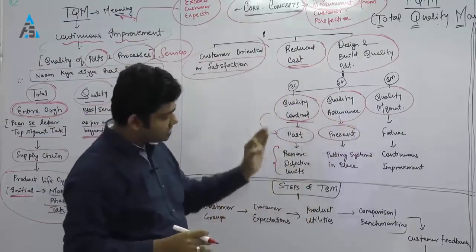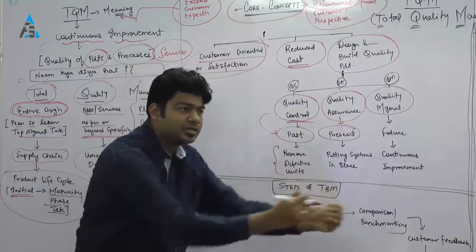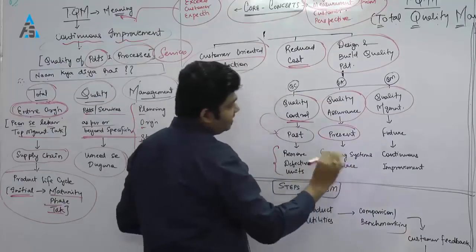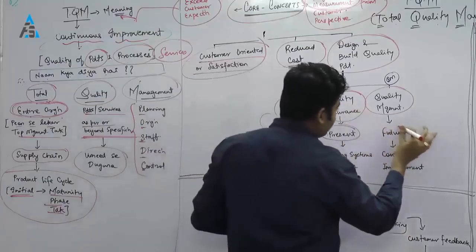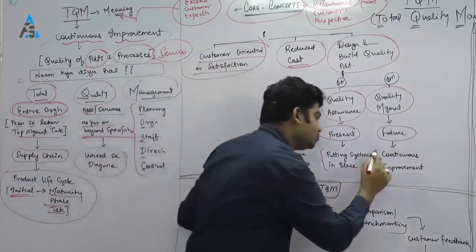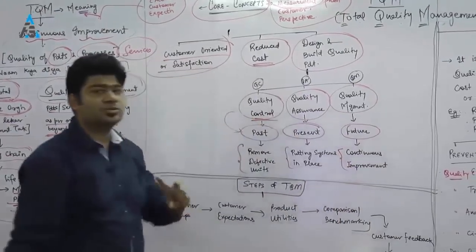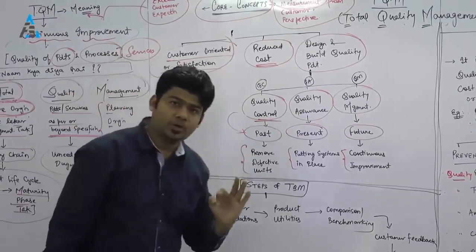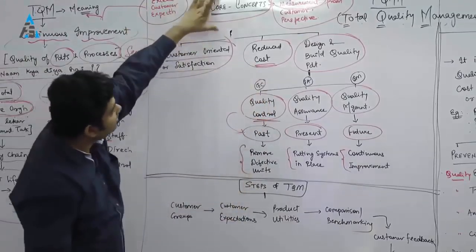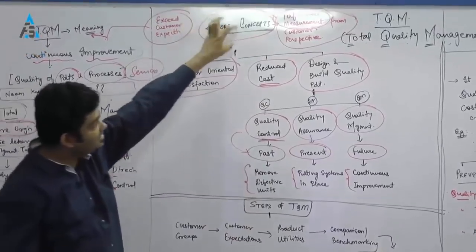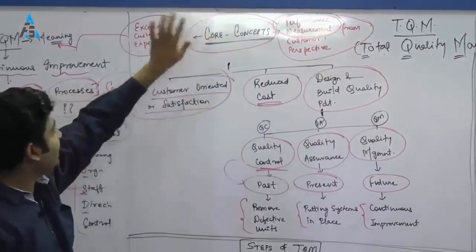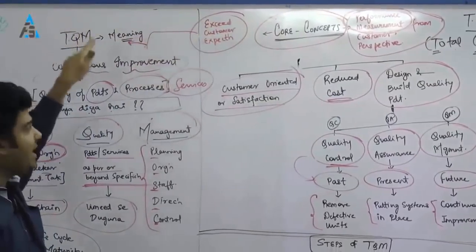So whatever systems are there to ensure that the product is made up to the mark, those systems should be in place. And third is quality management, which is more future oriented, which says that you should not stop, you should continuously improve on the product quality. So how to design and build product quality? Let's go back. Core concepts is giving performance measurement from the customer perspective, which exceeds customer expectation by applying the concept of TQM.